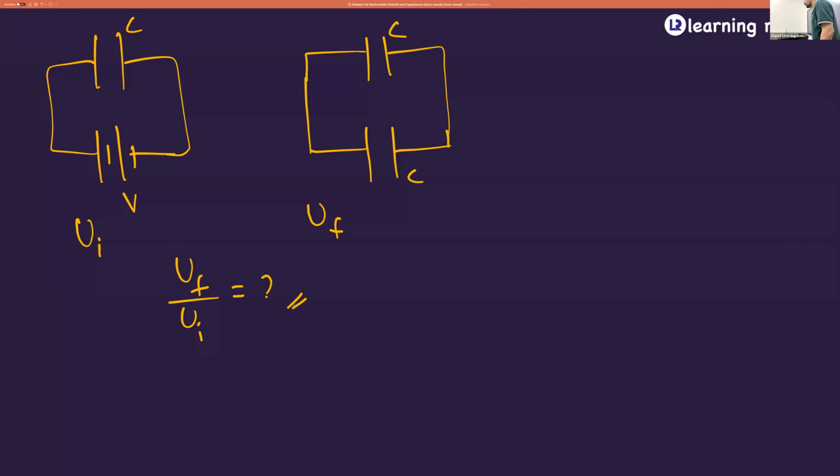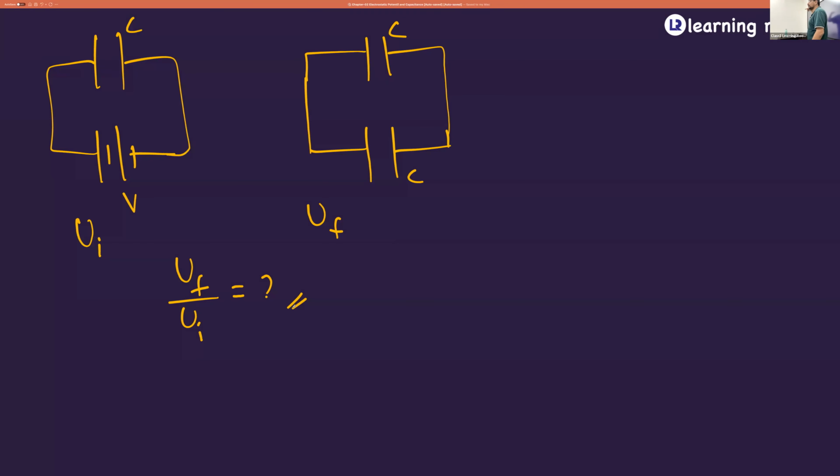Will you be able to do? Yes. So U initially you already know. How much is it? Half CV square. Now here, initially this is charged to a potential of V. So what will happen to the potentials here? It will be half because they both are identical. So here how much will be the potential? Half of how much?